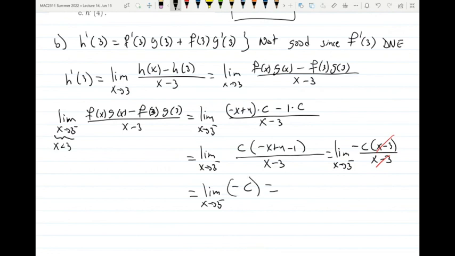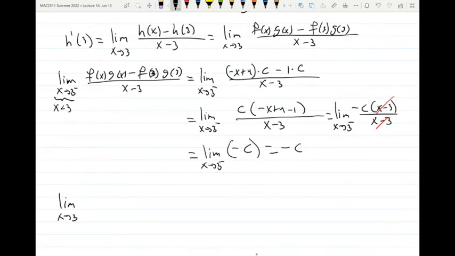What is this limit? Negative c. Yes? Whatever the value of the function g is at 3, that's a constant. Okay, good. So we found the left limit. That means the left derivative exists. It equals negative c. Do you understand this? Now let's find the right derivative.